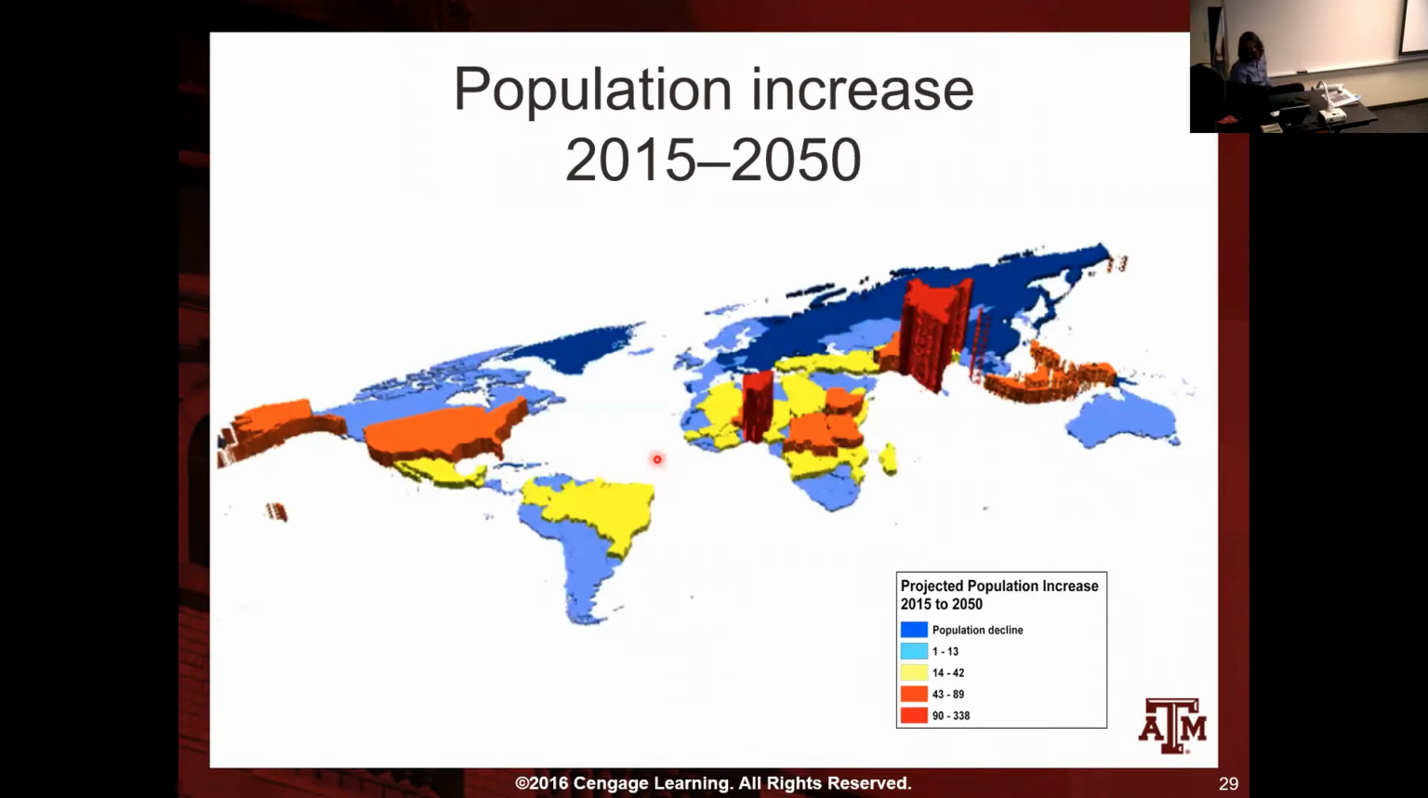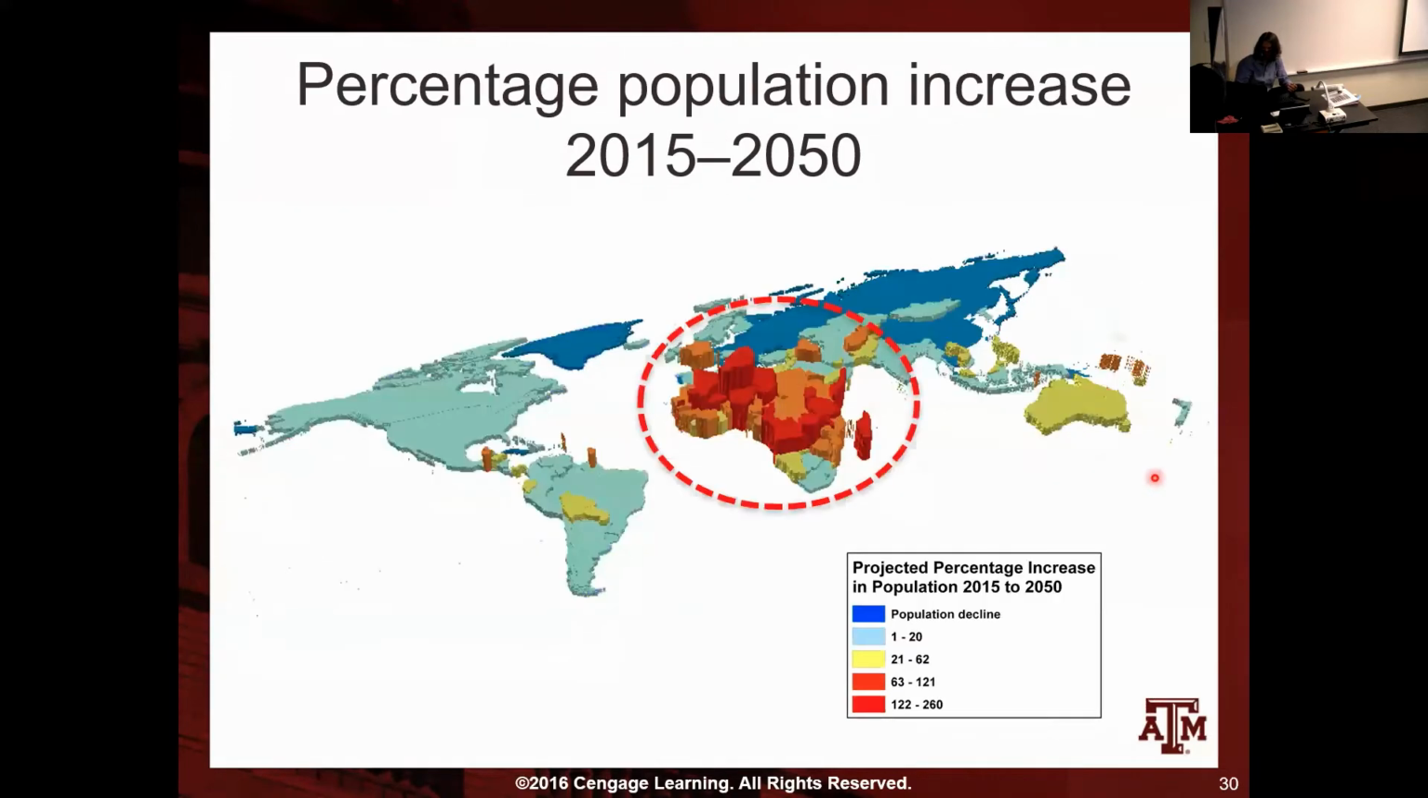And this is just a map representation of the population increase. This is the projected population increase between 2015 and 2050. The countries in darker blue are the ones expected to have population decline. And these ones here are increasing their population.